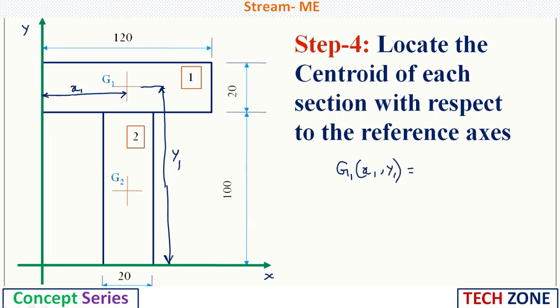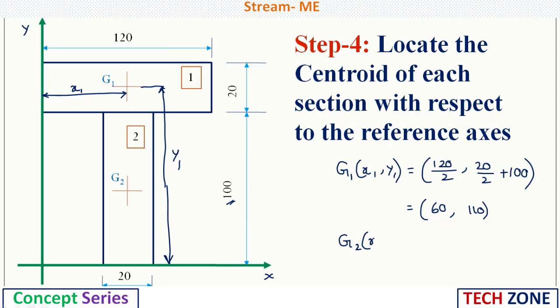Now G1 is x1 comma y1. So x1 will be half of this 120. So 120 by 2 comma y1 will be half of this section 20. So 20 by 2 plus we need to consider this distance from the reference axis. So we need to add this 100 also to the value of y1. So from this you will get 60 comma 110 as the value of G1, x1 comma y1.